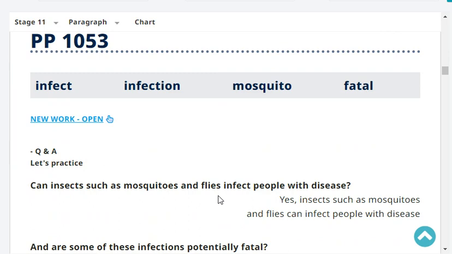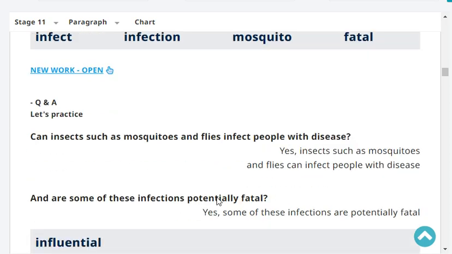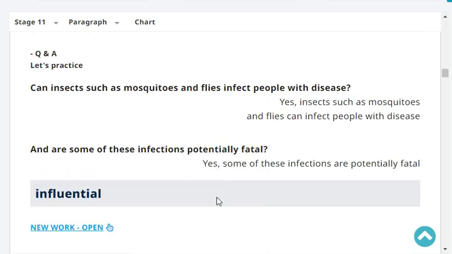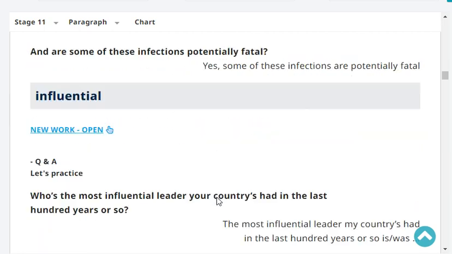Can insects such as mosquitoes and flies infect people with disease? Yes, insects such as mosquitoes and flies can infect people with disease. Very good. And are some of these infections potentially fatal? Yes, some of these infections are potentially fatal.